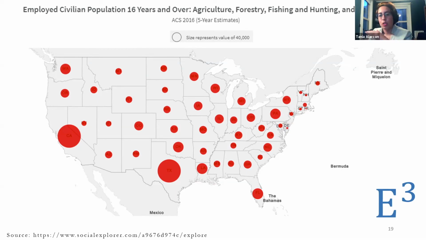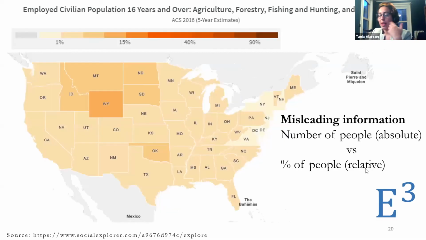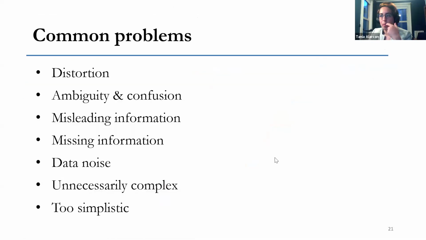So that's when you start to have a ratio, or you have a denominator, you have a relative number rather than an absolute number. Some of the problems that we talked about today are distortion, ambiguity and confusion, or misleading information with that modification of the axis, and missing information if you don't notify people that your data, for example, may be temporary, that is going to be changing over time, that is an incomplete data set.